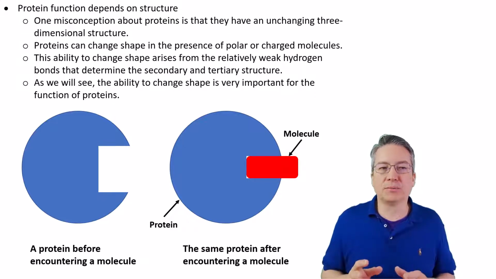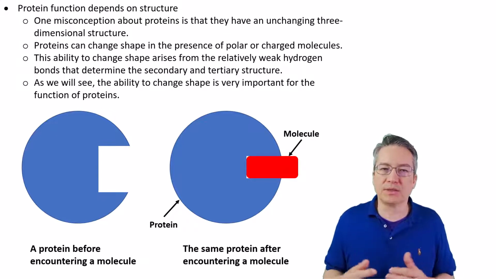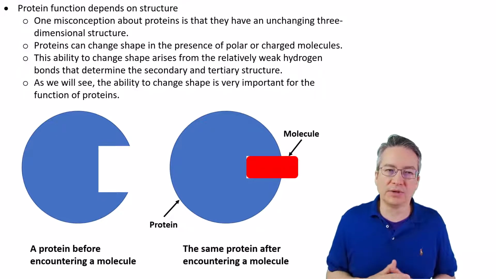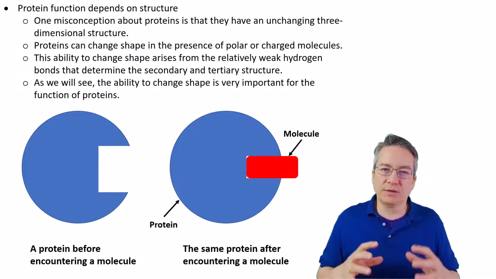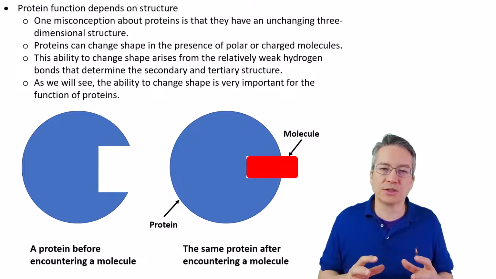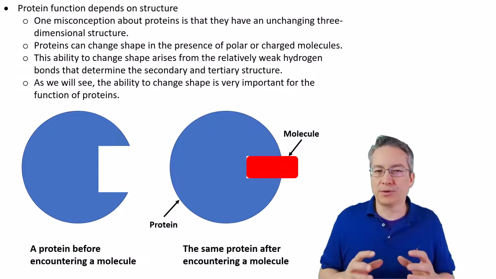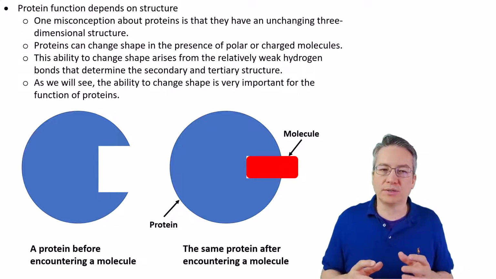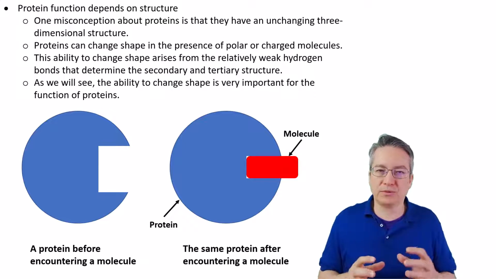Now, why is this so important? Well, protein function depends on structure. And one thing I want to clear up right now, because we're going to talk about this in more detail in other videos, is one misconception: that proteins always have this sort of rigid, unchanging three-dimensional structure. That's not true at all. Proteins can change shape in the presence of polar or charged molecules. And why do they have this ability to be somewhat flexible?